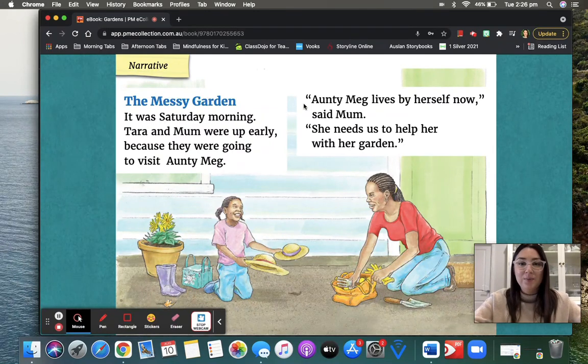Let's try it now. Auntie Meg lives by herself now, said Mum. Now, it sounds good, didn't sound great. Why? Because we don't want to say lives by. Lives by herself makes sense. Auntie Meg lives by herself now, said Mum. She needs us to help her with her garden. Can you hear me putting those words together? Are you doing that when you're reading? I know sometimes we forget. When you're reading, try and make sure that you put those words together so that it sounds like talking.